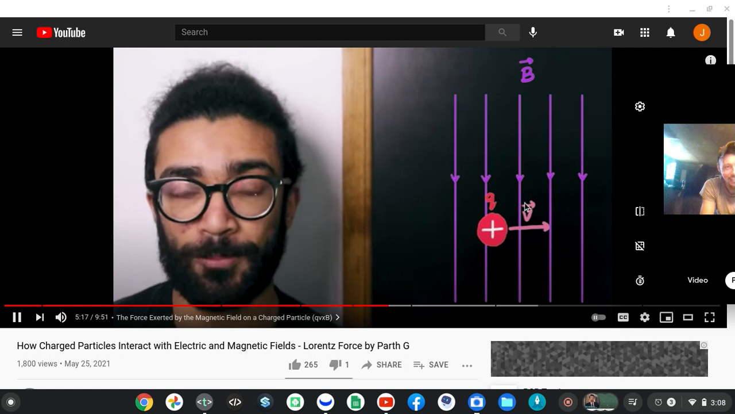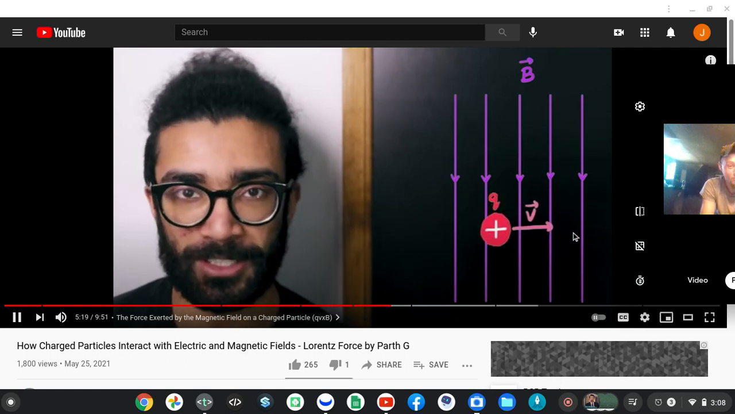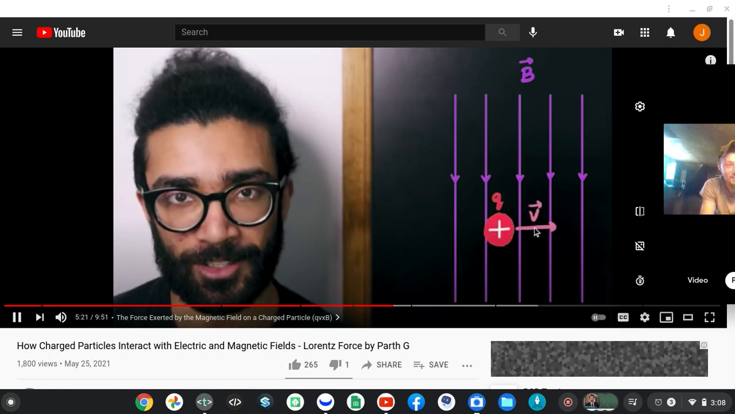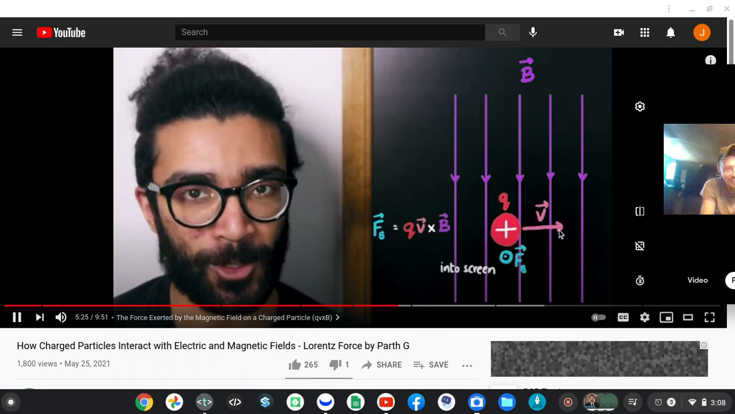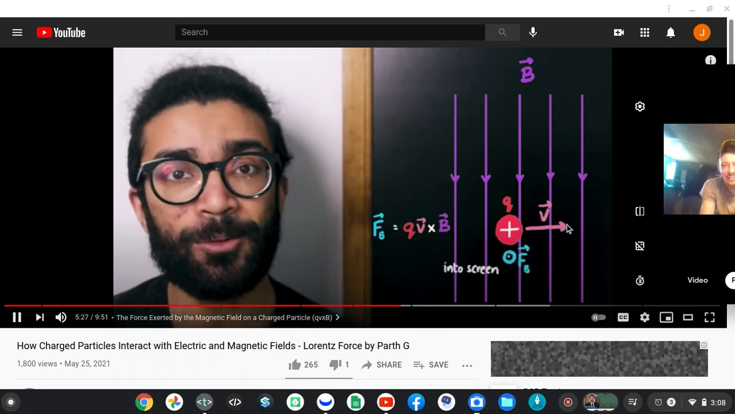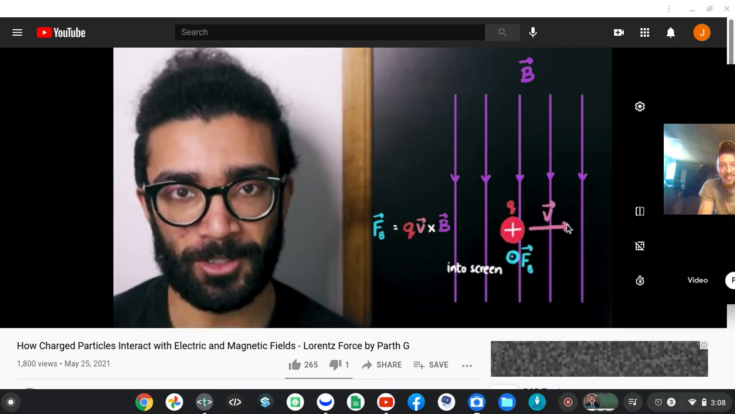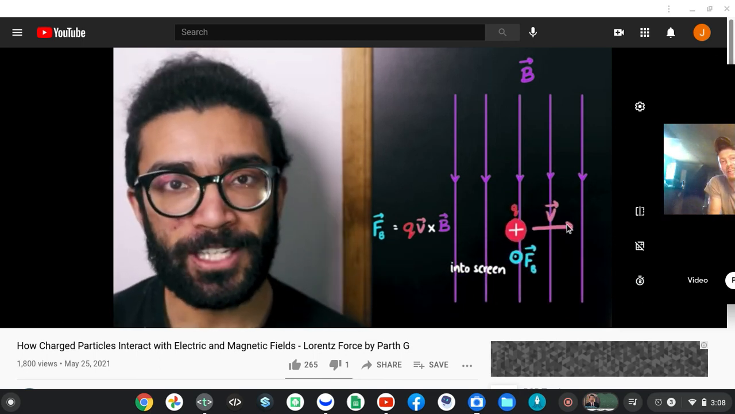It's got magnitude, or size, which is the speed of the particle, and it also has direction, which is the direction in which the particle is traveling. The magnetic field exerts a force on our charged particle that is equal to q, the charge of the particle, multiplied by v cross B.